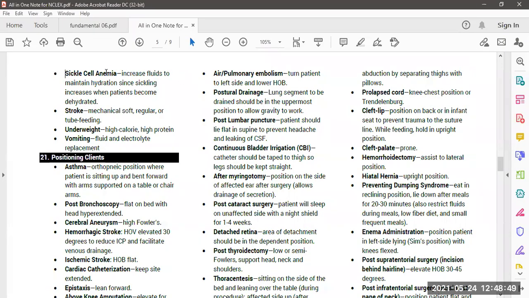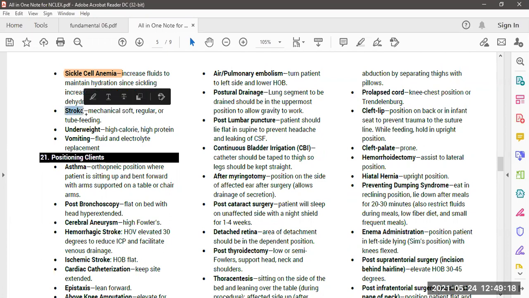And sickle cell anemia. If patient have a sickle cell anemia, we provide increase the fluid to maintain the hydration, since the sickling increase when the patient become dehydrated. When patient dehydrated, their pain will be increased. So hydration is only way to prevent them from acute attack.